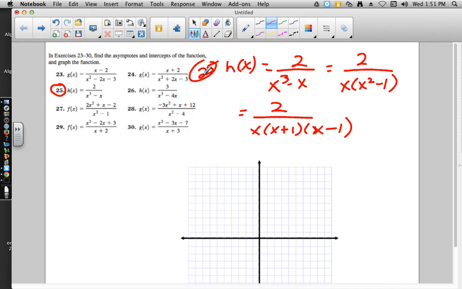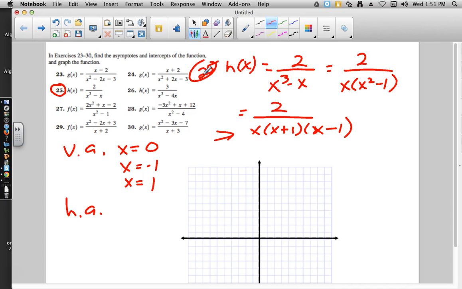So they wanted the asymptotes. And this is usually the way I'll start: I'll say, well, what numbers are out? What do I have in my denominator that would make me divide by 0? Well, this time we have x equals 0, and we also have x equals negative 1 and x equals 1 that would give us a 0 in our denominator.